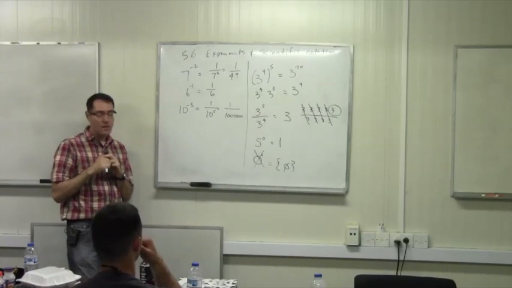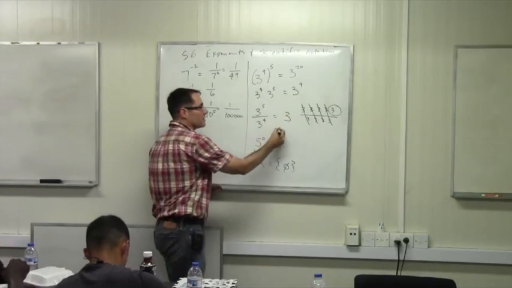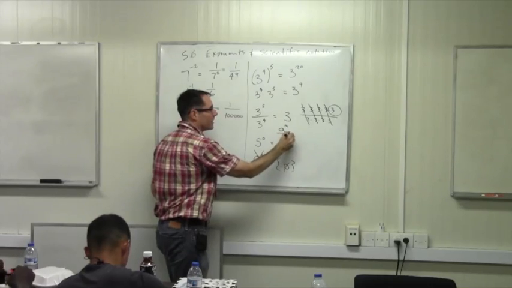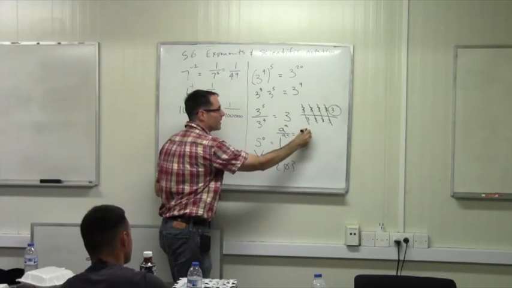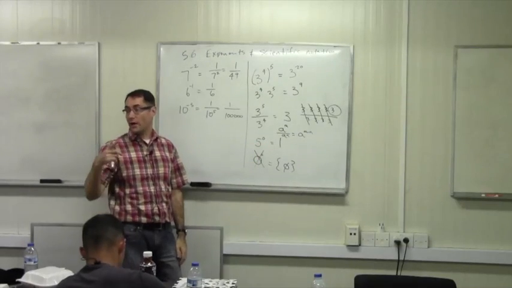The 3 one? Remember the rule. The division rule is a to the m divided by a to the n equals a to the m minus n. What's 5 minus 4? 1. 3 to the 1 is just 3. Okay.